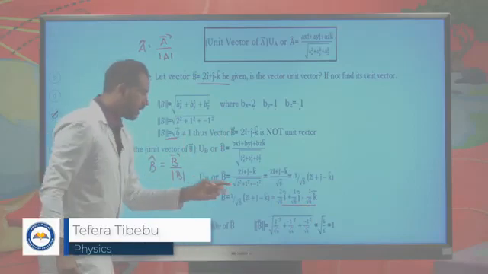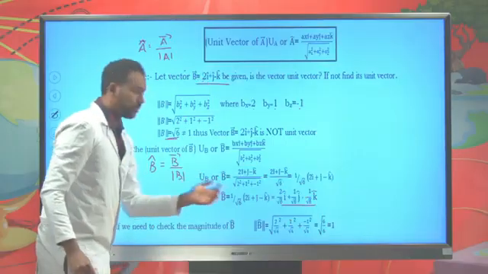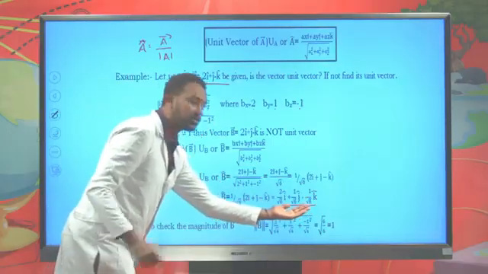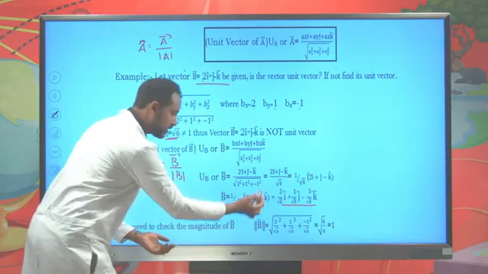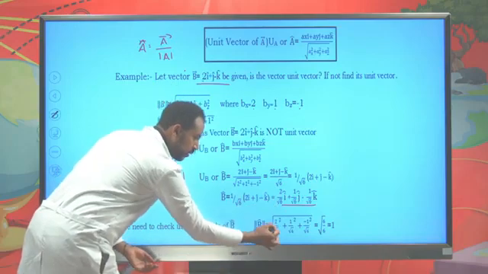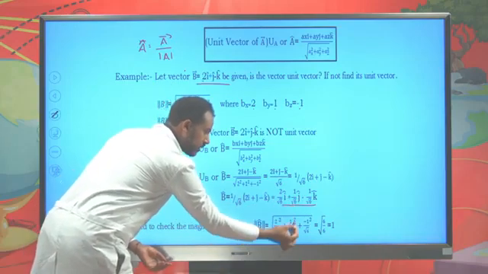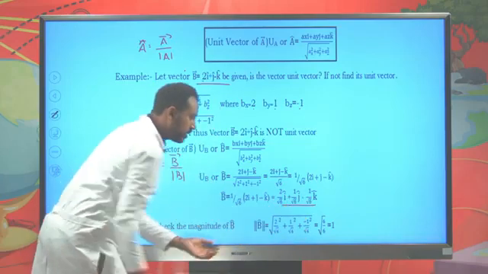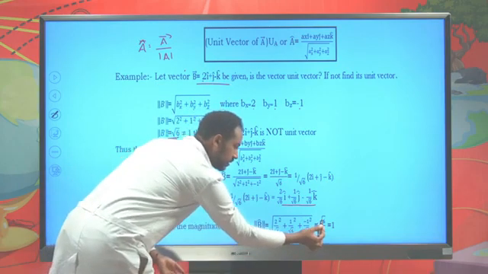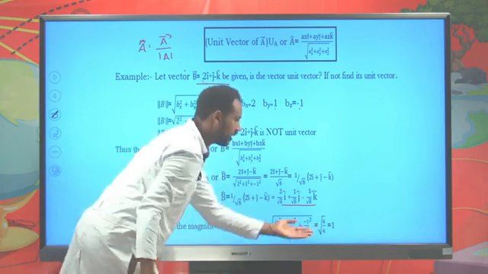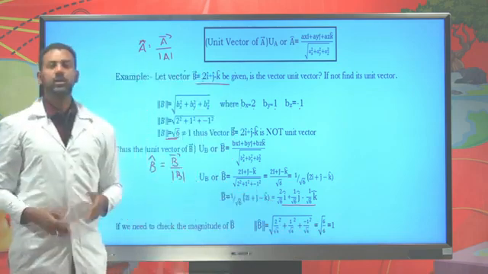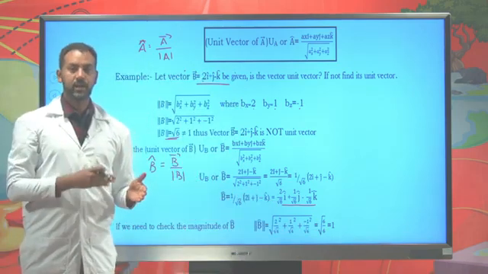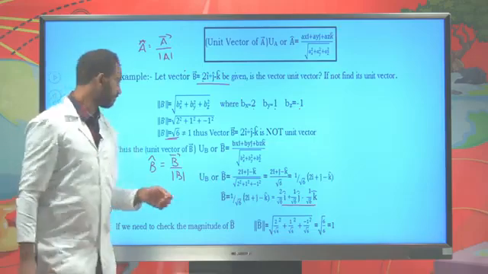And this vector is for sure a unit vector. How do we know? You have to determine its magnitude, and it will give you 1. If so, this vector is a unit vector. Let's check that. 2 over root 6 the whole squared, plus 1 over root 6 the whole squared, plus minus 1 over root 6 the whole squared. When you square it, this gives you 6 over 6 under the radical, and that gives you 1. Therefore, it is a unit vector. This is how we check whether vectors are unit vectors or not.